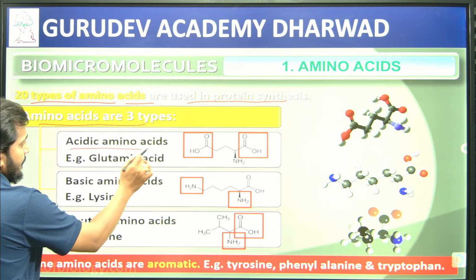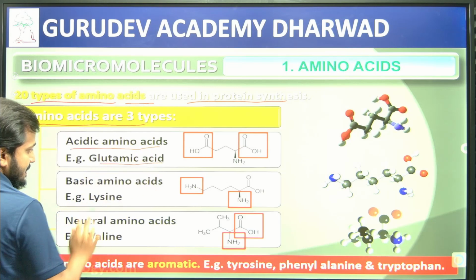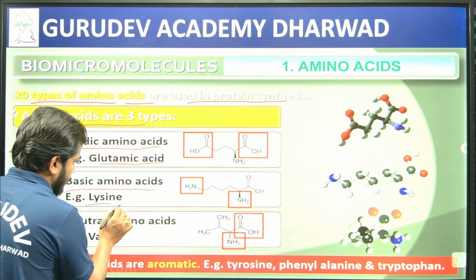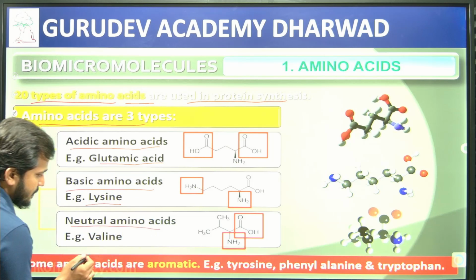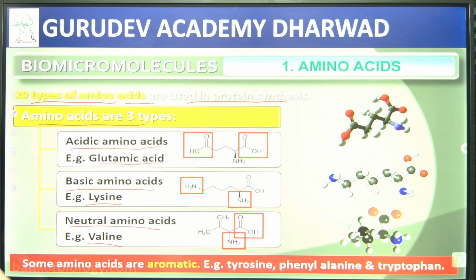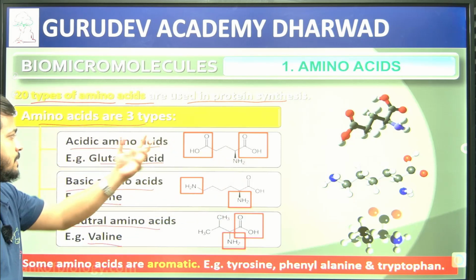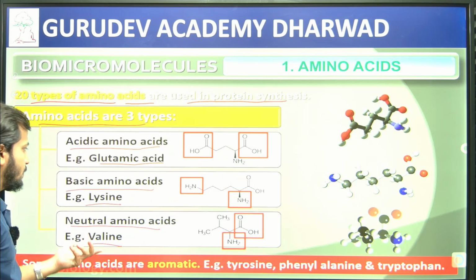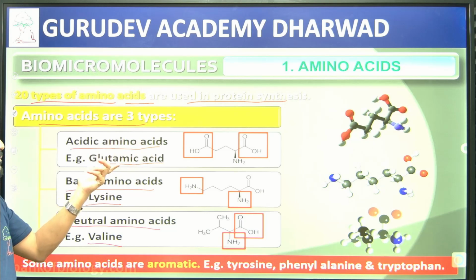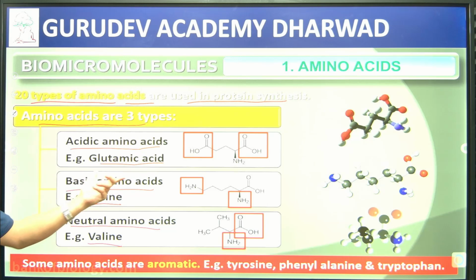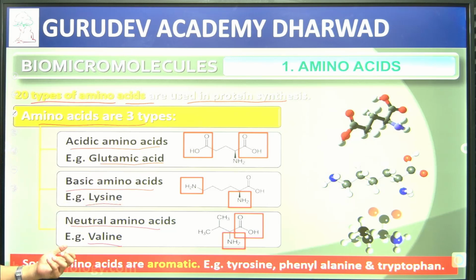So acidic amino acid, an example is glutamic acid. Then basic amino acid, one more example is lysine. Then the neutral amino acid is valine. So based on the structure and its nature, you should remember the examples: acidic amino acid, glutamic acid; basic amino acid, lysine; and neutral amino acid, valine. So like that you should remember.